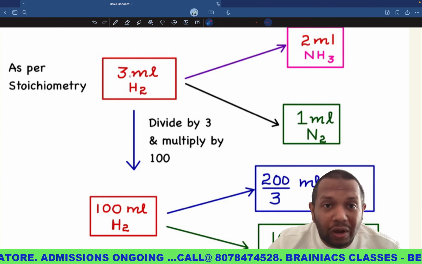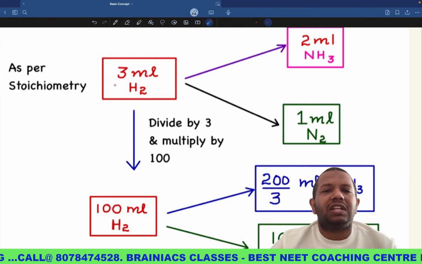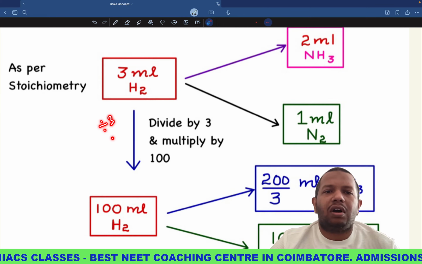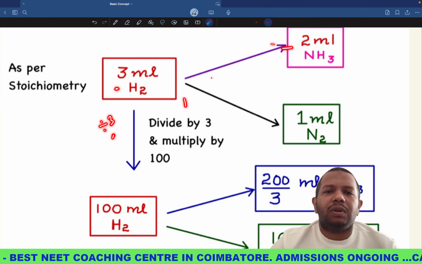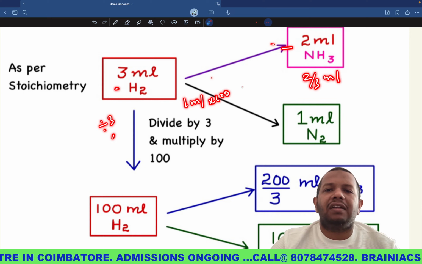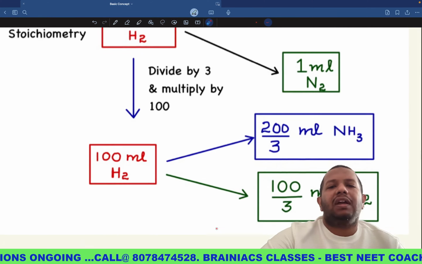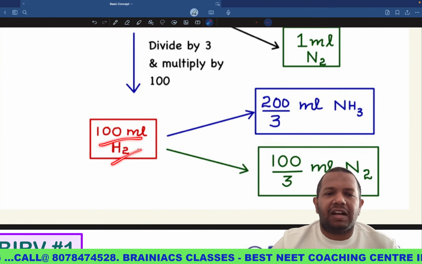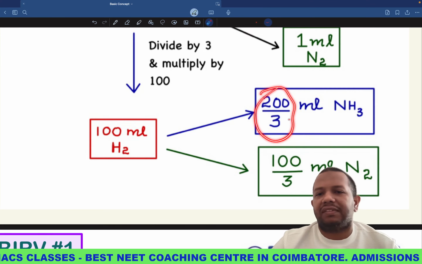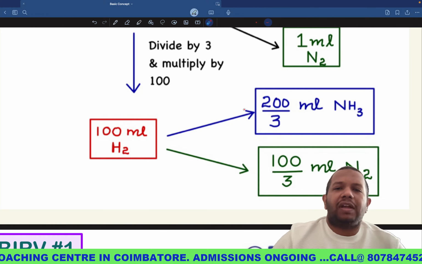How much ml do you have in your hand? In our hand we have 100 ml. So how can we convert 3 ml to 100 ml? First divide by 3 on both sides. This will become 1 ml and this will become 2 by 3 ml. Then multiply by 100. So this will become 100 and this will become 2 by 3 into 100. So that's why you can see here, 100 ml hydrogen gives 200 by 3 ml of ammonia. So I got the answer, that is 200 by 3 ml ammonia. So my answer is this one.